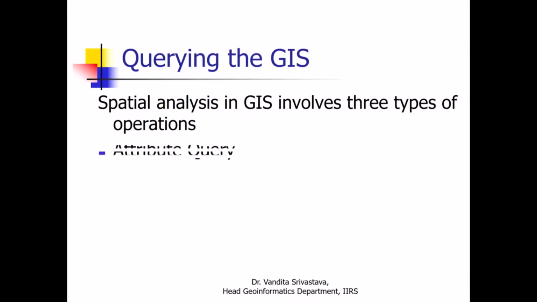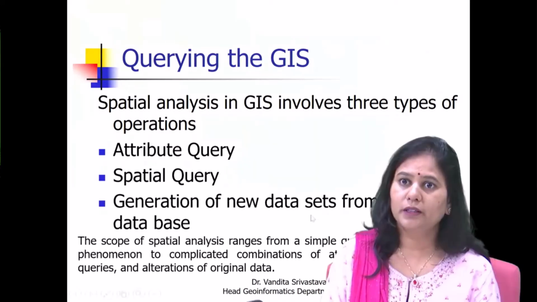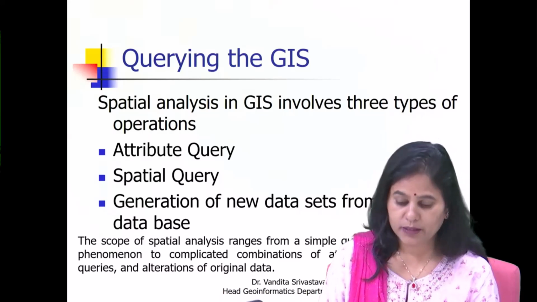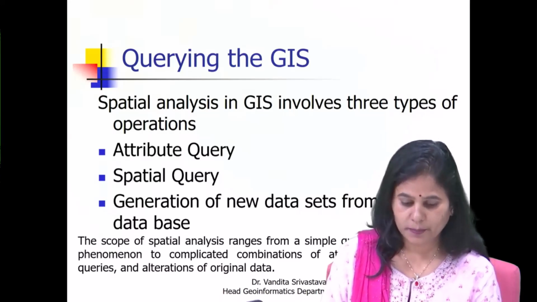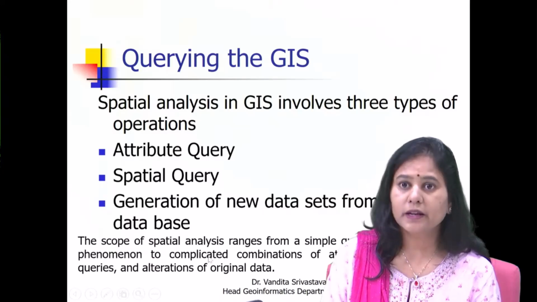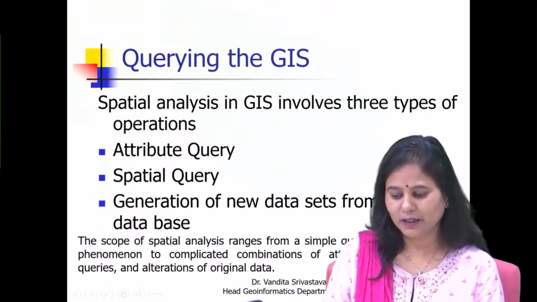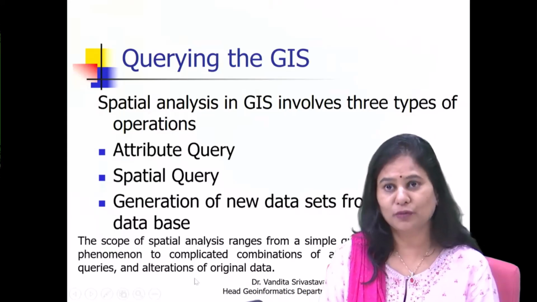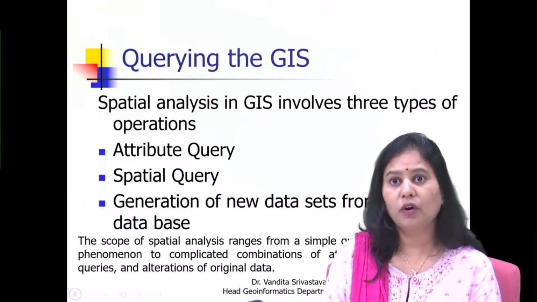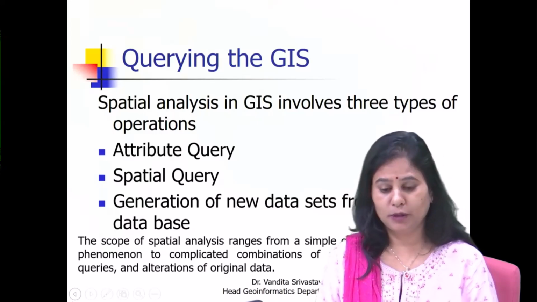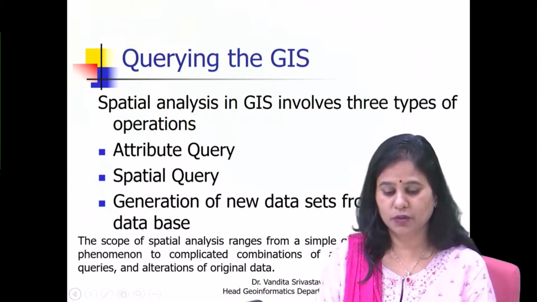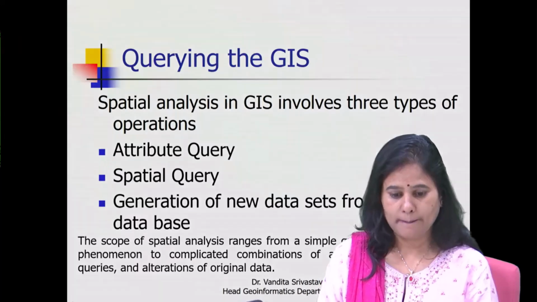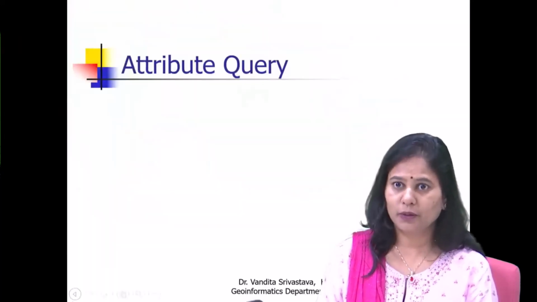So I'll just give you an example, like attribute query, spatial query, and generation of a new data set from the original data set by asking certain queries, also applying certain criteria. So the scope of spatial analysis ranges from a simple query about some spatial phenomena to a very complicated combination of attribute and spatial queries and alteration of the original data. I'll be talking about all those functionalities with you in these two lectures. So let us understand what is an attribute query.